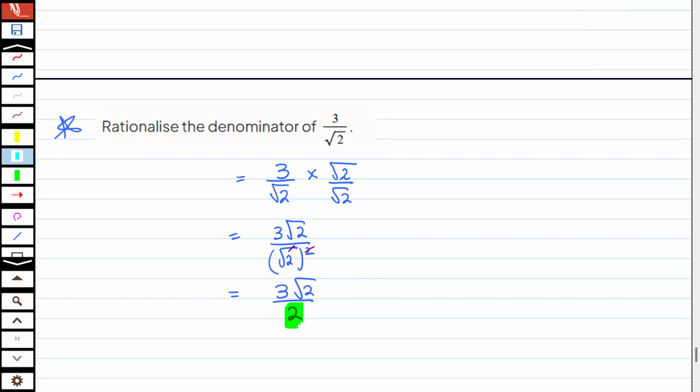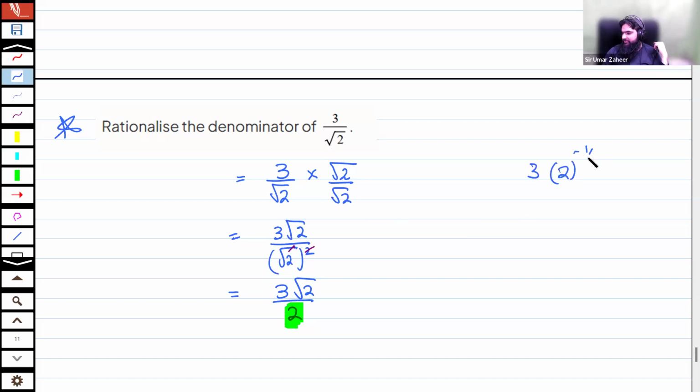Sir, I have a question. In this question we have 3 over square root 2, right? We can write square root 2 as 2 raised to the power 1 by 2, right? How about we move 2 raised to the power 1 by 2 up to the numerator as 2 raised to the power minus 1 by 2? Yes, it's the same thing, you have indices with a negative power.